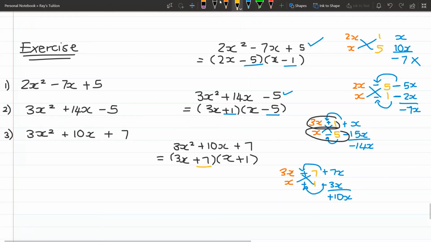Finally, our check, 7 times 1 is positive 7. Good. So I hope you've understood this and it was very clear. If not, please watch our previous video on trinomials before attempting this one again.